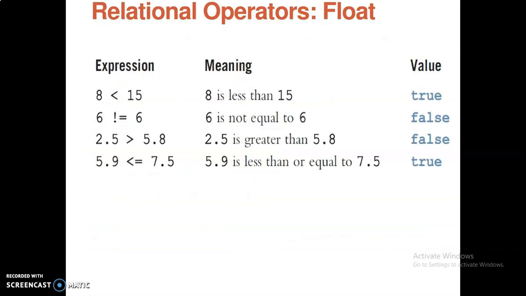So these are also some examples of relational operators. 8 less than 15, 16 not equal to 6, like that. Here the real values are also compared. 2.5 greater than 5.8, here this is false. And 5.9 less than or equal to 7.5, this is true. So these are the relational operators in C++.